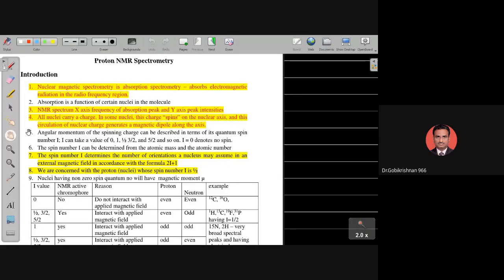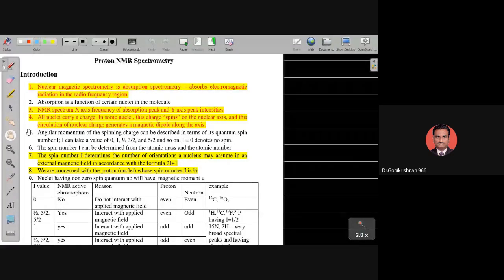Therefore the spectrometry we can divide into two: one is absorption spectrometry, and the other is emission spectrometry. This is absorption. Different regions of the electromagnetic wave are there: gamma region, X-ray region, UV visible, IR, radio frequency, microwave. Here we are going to use the radio frequency region; when that radio frequency wave falls on the substance, it will be absorbed.